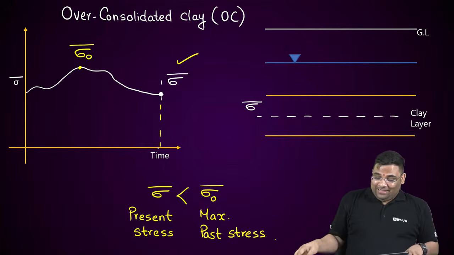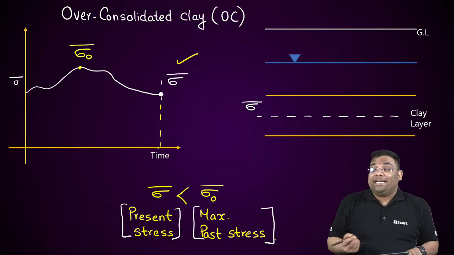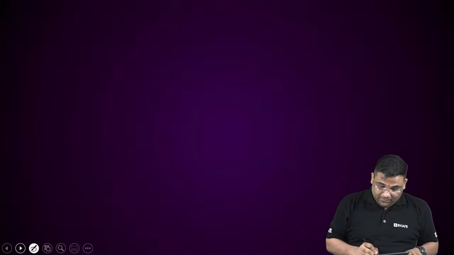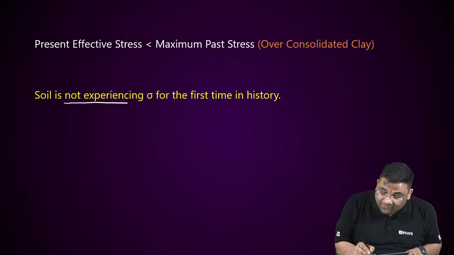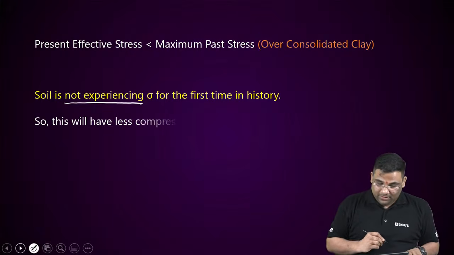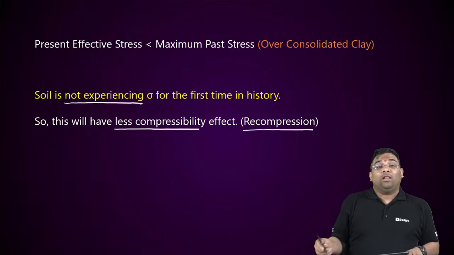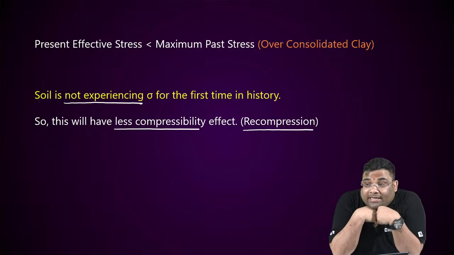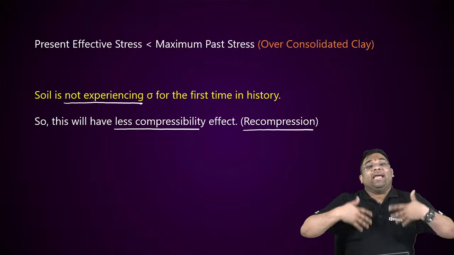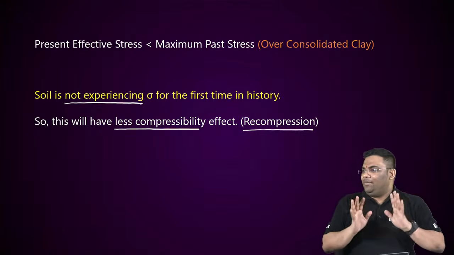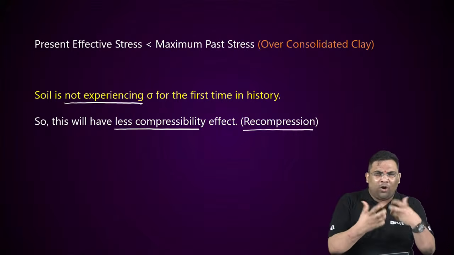That when the present stress is less than the maximum past stress, that is OC clay, and the soil will be less compressible, because the soil is not experiencing it for the first time. Okay, understood? So less compressibility, and I can say recompression. I will call the compression in over consolidated clay recompression. Why? Because it has already faced it, and now it is getting compressed again. So, recompression.